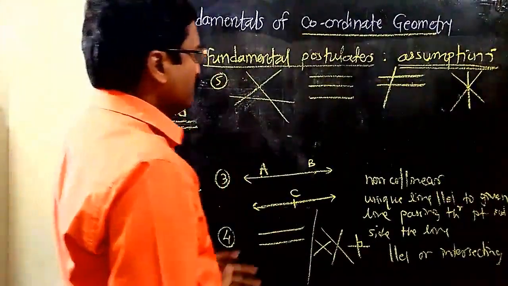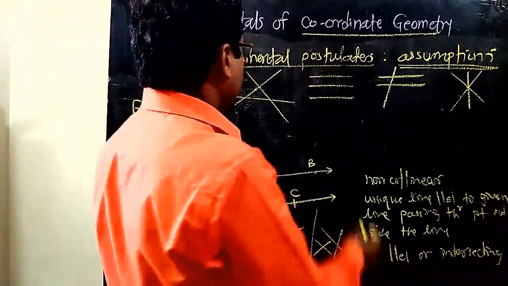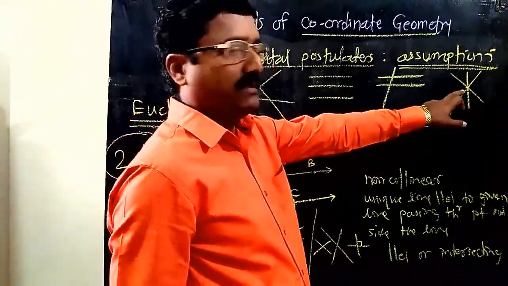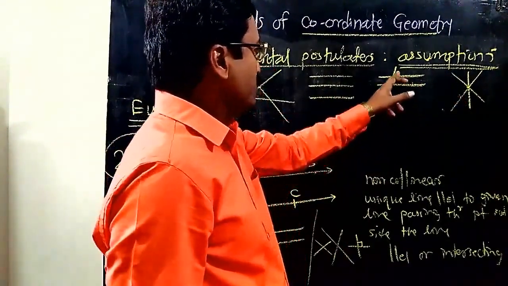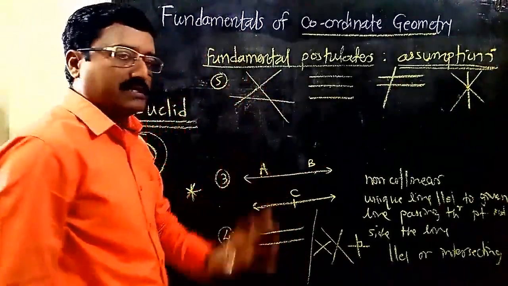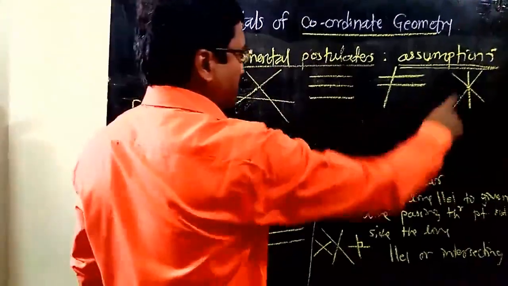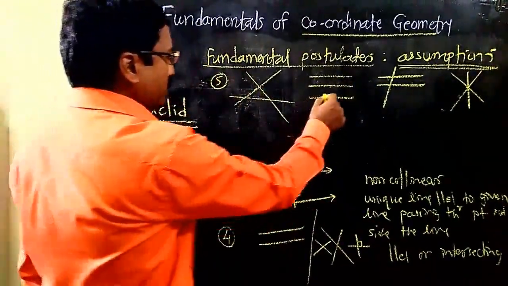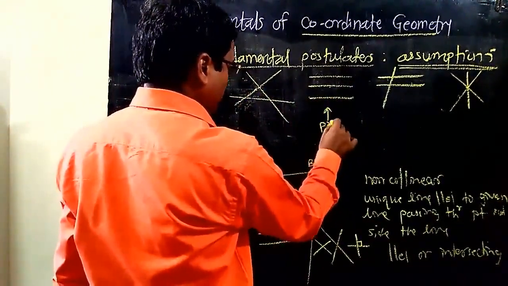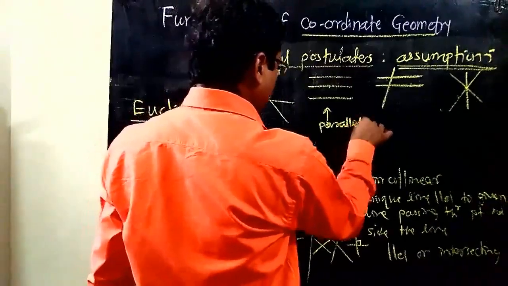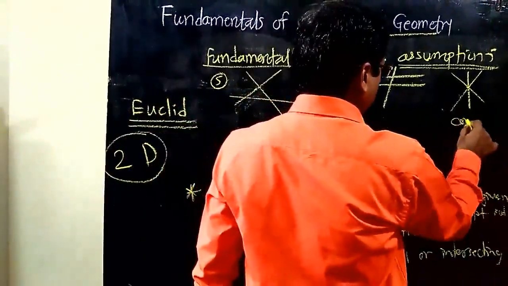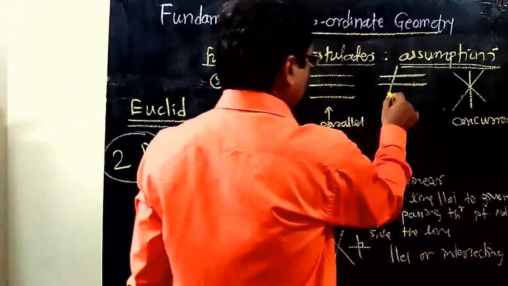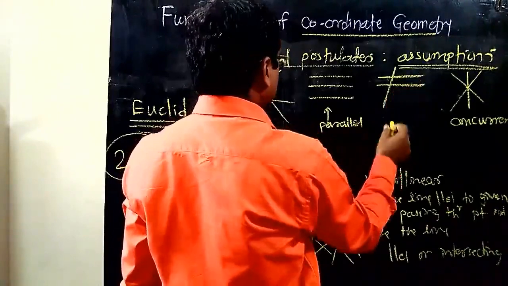Out of those 3 lines, in one case there is no intersecting point between 2 of the lines. Here we have only one intersecting point. Here we have 2 intersecting points. Here we have 3 intersecting points because of these 3 lines. So these are the different situations of 3 lines. These are called parallel lines. These are concurrent lines. And this third line intersects these 2 parallel lines.